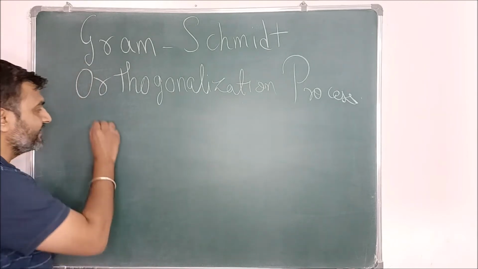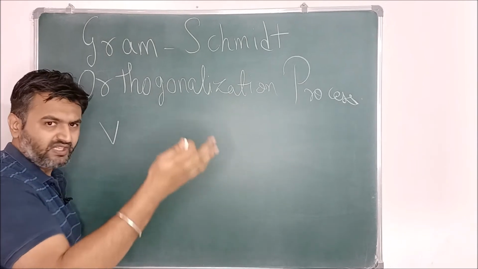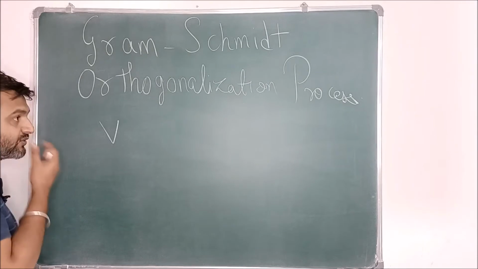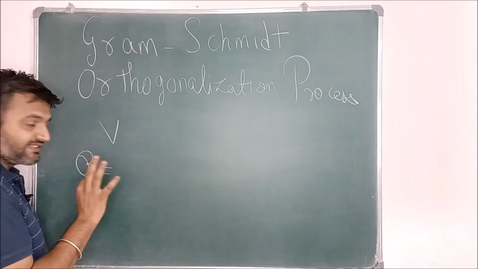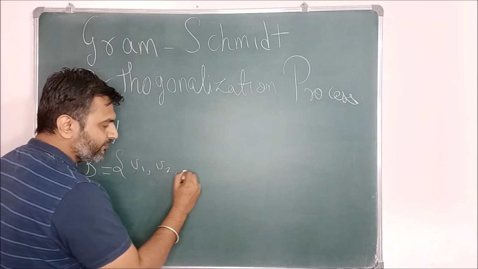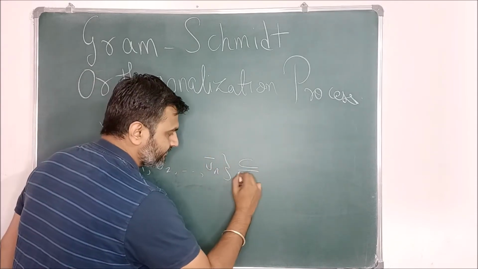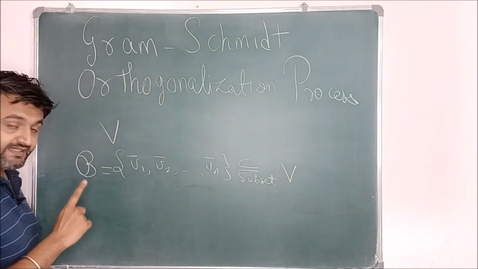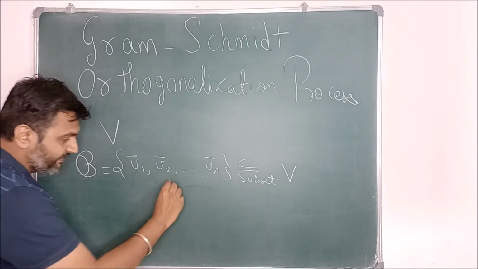So what is my V? V is my vector space over real numbers, or you can take complex numbers or rational numbers, but let me concentrate on real numbers. If I take a B, B is what? It is a subset of V. So let me call B as say V1, V2 up to Vn. So this B is a subset of the vector space V. The method says you can apply this method to any subset of a vector space.